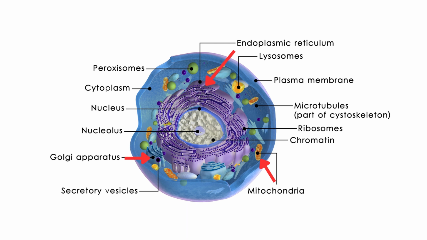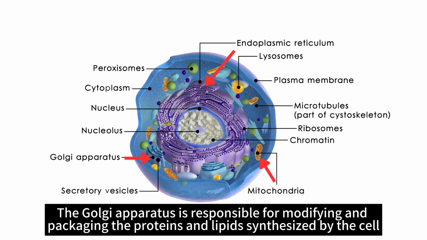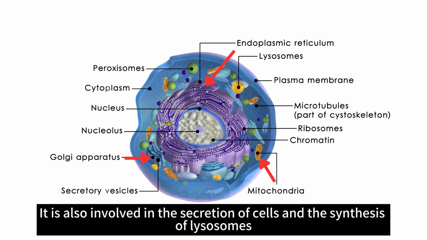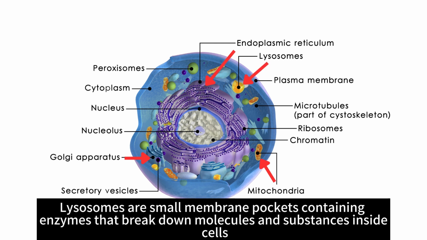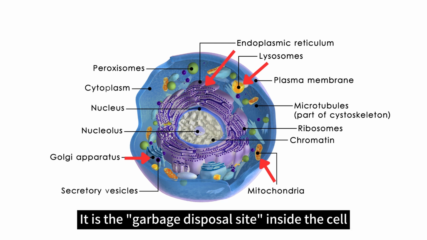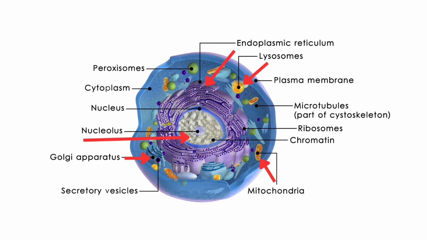Golgi Body. The Golgi apparatus is responsible for modifying and packaging the proteins and lipids synthesized by the cell. It is also involved in the secretion of cells and the synthesis of lysosomes. Lysosome. Lysosomes are small membrane pockets containing enzymes that break down molecules and substances inside cells. It is the garbage disposal site inside the cell.